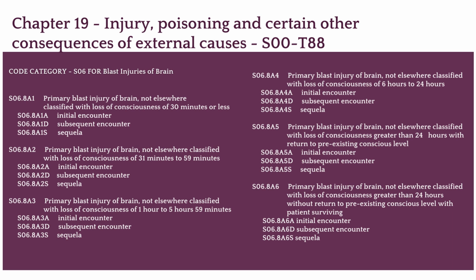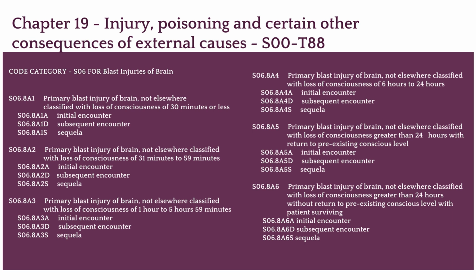Codes from S06.8A1 are for primary blast injury of the brain with loss of consciousness of 30 minutes or less. Code S06.8A2 is for primary blast injury of the brain with loss of consciousness of 31 to 59 minutes. Similarly, code S06.8A3 is for loss of consciousness from 1 hour to 5 hours 59 minutes. Similarly, S06.8A4 is for loss of consciousness of 6 hours to 24 hours.